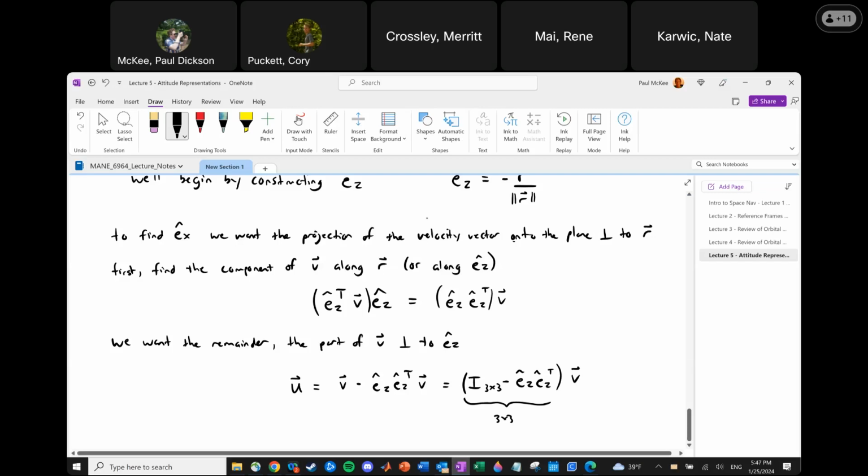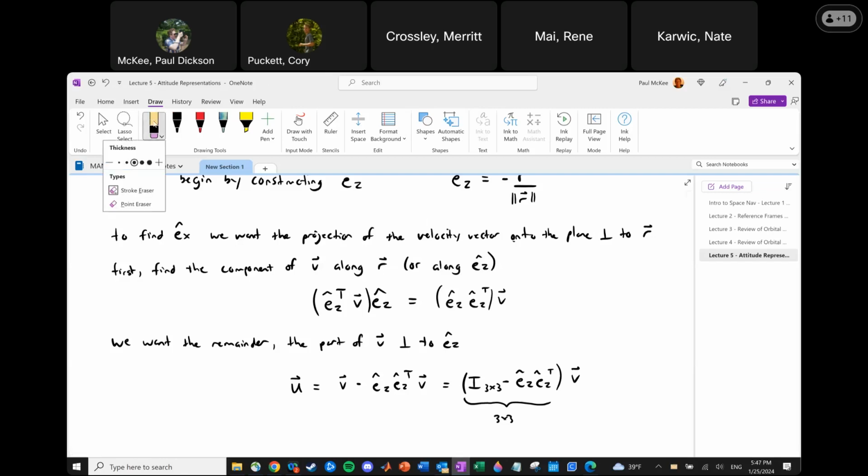So in a second, I'm trying to get the eraser tool working here. Yeah, we could be very close to restarting OneNote. Matter of fact, I think once we're done with this example, we'll take a 5-minute break and then I'll restart OneNote because it's not cooperating.